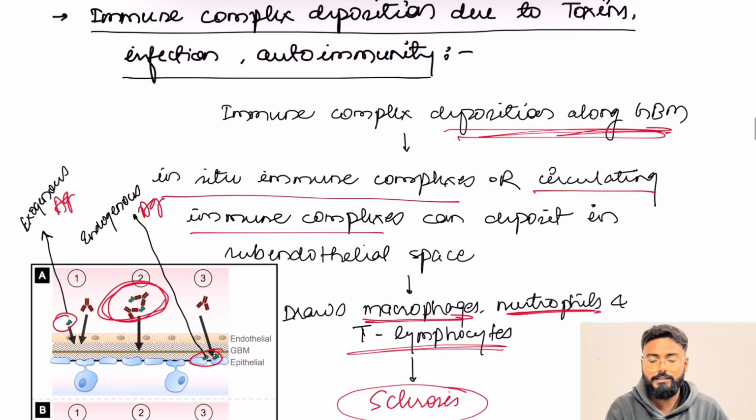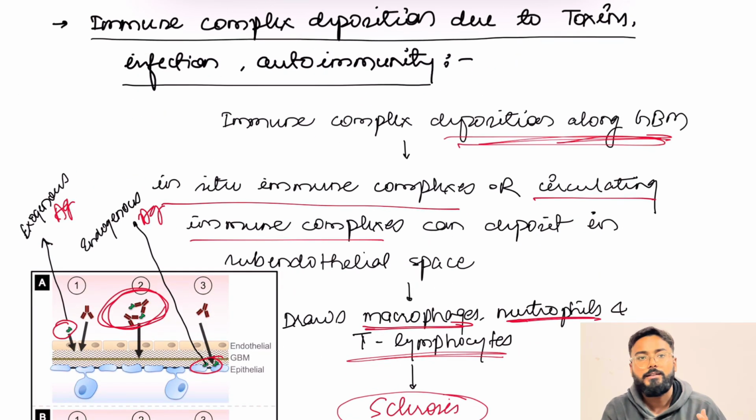So this is how, whenever you see the term sclerosis or fibrosis, this is the pathophysiology behind it: how the situation came to fibrosis of a particular structure, how this structure got fibrosed. So this is how it all starts.